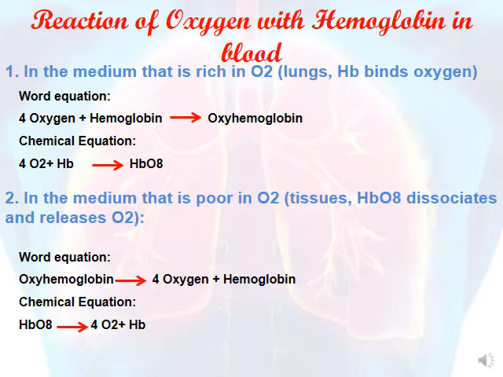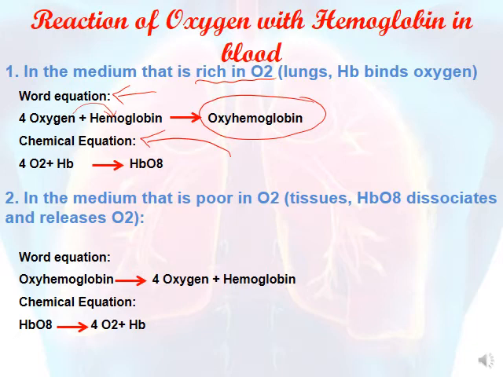So, the reaction of oxygen with hemoglobin in blood. In a medium that's rich in O2, like the lungs for example, hemoglobin binds oxygen. So hemoglobin will bind to oxygen to give oxyhemoglobin. Oxygen plus hemoglobin gives oxyhemoglobin. This is called the word equation. Whereas the chemical equation is 4O2 plus Hb gives HbO8. This is called the chemical one.